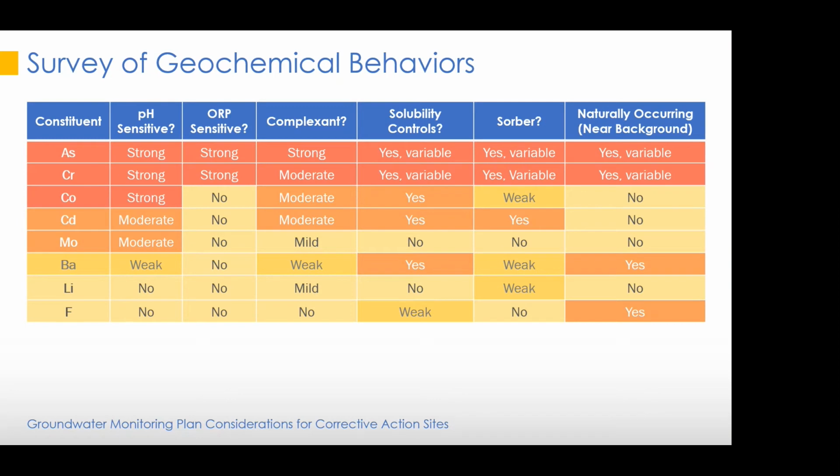The ones that are colored in red are the ones where this detective work, red or orange, can be relatively helpful. And the ones that are in yellow, the geochemical behavior is more simple, less complex, and you may have to look at other things or focus on other things when you're doing your detective work.